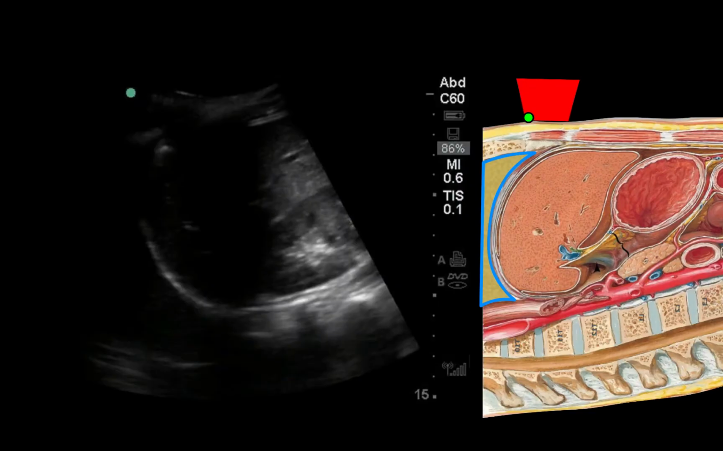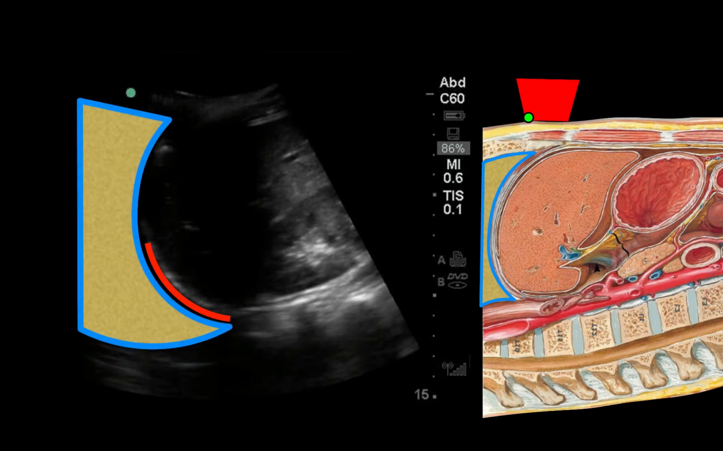Here's what you'll see in a normal exam. Diaphragm again is in red, and a bunch of nothing in the region where the lung is. Air does not conduct sound, and so a well-inflated lung will fill up the thoracic space and you'll just see nothing, or sometimes just random echoes bouncing around.